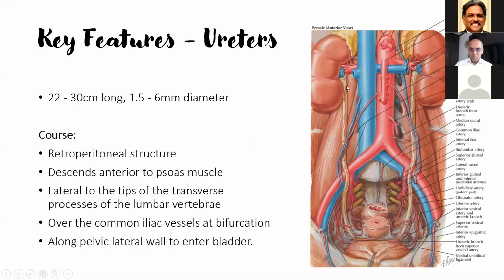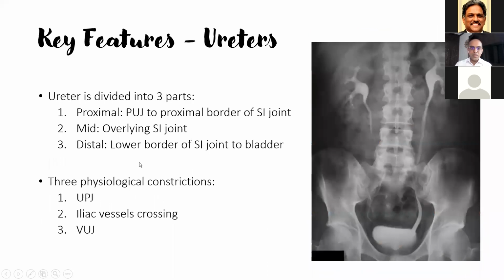So the ureter is a retroperitoneal structure. It is around 22 to 30 centimeters long, and around 1.5 to 6 millimeters in diameter. Throughout its course, it is a retroperitoneal structure. It descends on the anterior surface of the psoas major muscle, and it runs along the lateral tips of the transverse processes of the lumbar vertebrae. On crossing anterior to the common iliac vessels at their bifurcation, it runs along the lateral pelvic wall to enter the bladder.